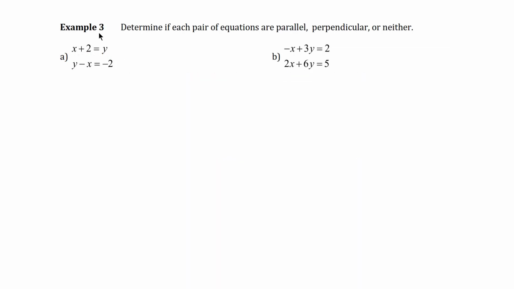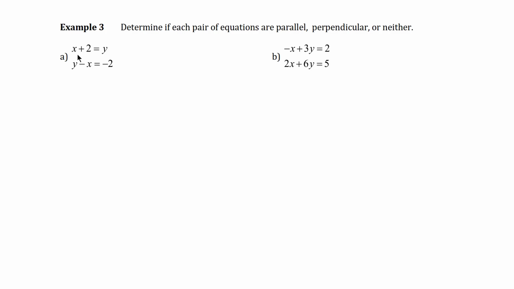For example number 3, determine if each pair of equations are parallel, perpendicular, or neither. For part A, we have the equation x plus 2 equals y, and we have the equation y minus x equals negative 2. The first thing we need to do here is rewrite both of these equations in slope-intercept form. That way we could compare the slopes and the y-intercepts.